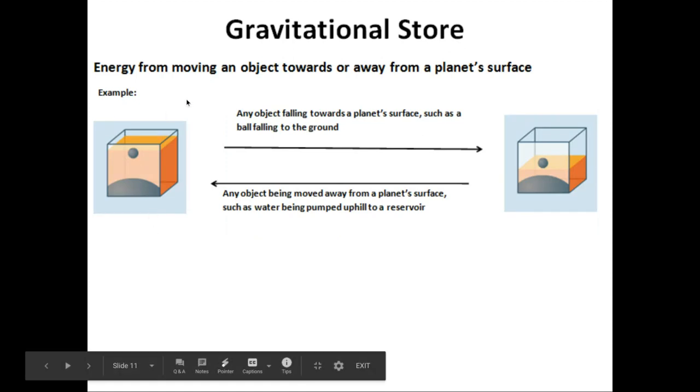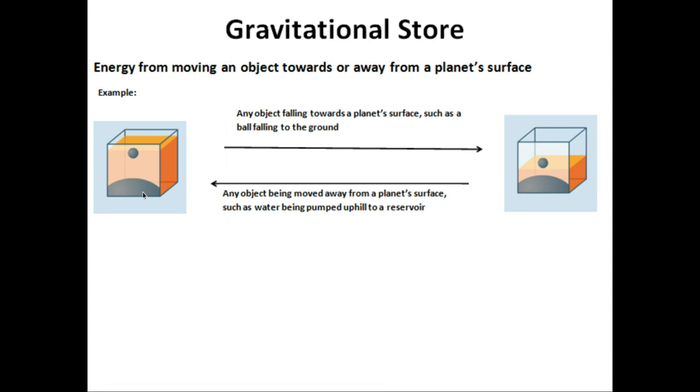Gravitational, we've got energy from moving an object towards or away from a planet's surface. Okay, so it doesn't have to be Earth. I have only talked about Earth, but it could be any planet. So an object falling towards a planet's surface, such as a ball falling to the ground, we started with a lot of potential because it was high up, it's falling towards the ground, going nearer to the surface. We're emptying the store, so we're going to a more empty store.